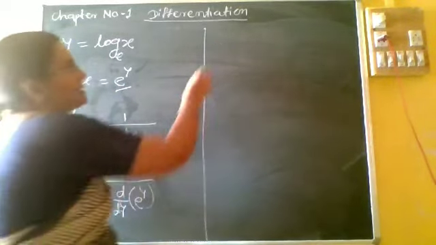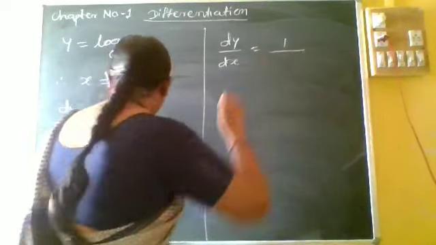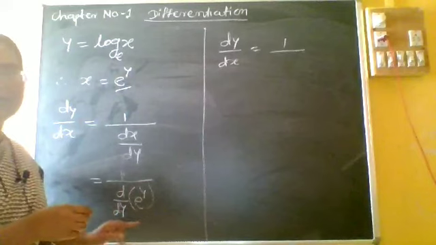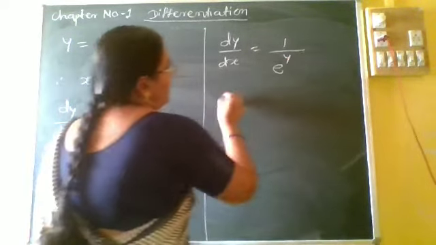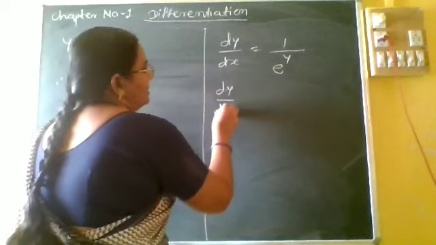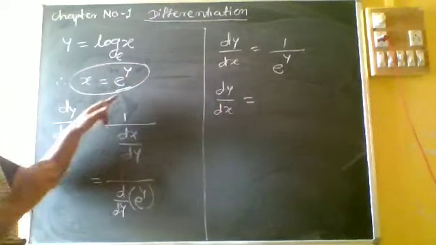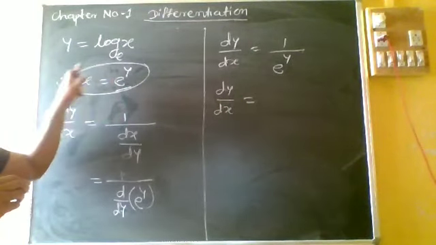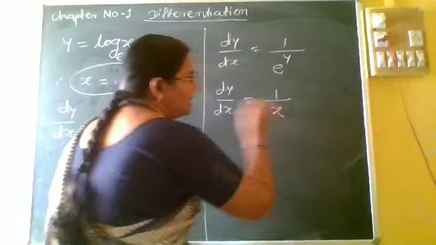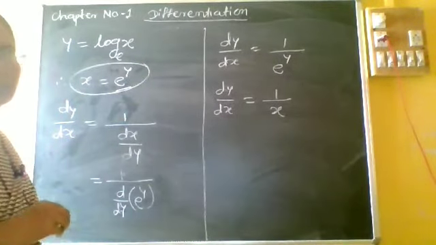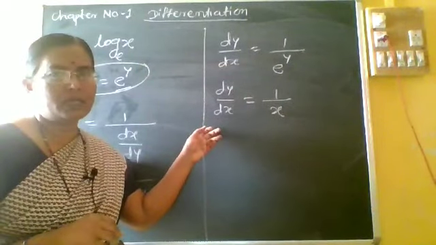Then dy by dx is equal to 1 upon derivative of e raised to y with respect to y, which becomes e raised to y. Then dy by dx is equal to, from this we put the value of e raised to y. e raised to y is equal to x. Therefore, putting the value of e raised to y as x, that is equal to 1 upon x. This is the derivative of the given function by using the inverse function.